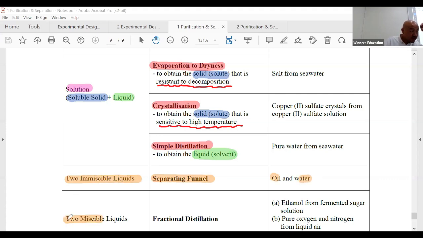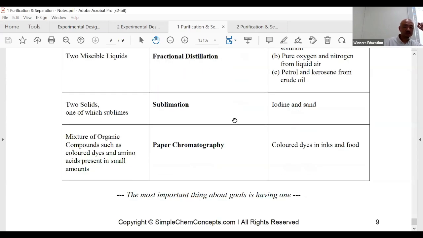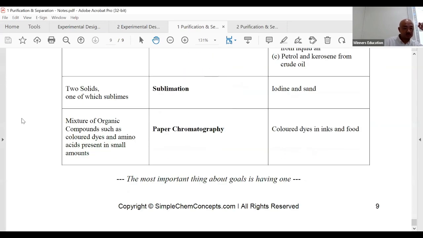When you have two miscible liquids, when they mix, what do you do? You do fractional distillation. You will split the two liquids. You separate them because of the fractionating column. When you have two solids and one of them sublimes readily, we use the method called sublimation. Example, things that sublime, iodine once again.